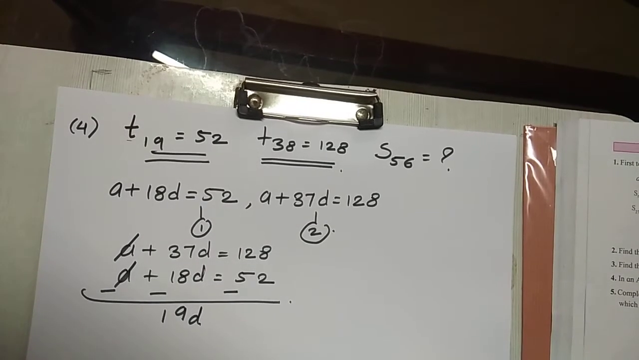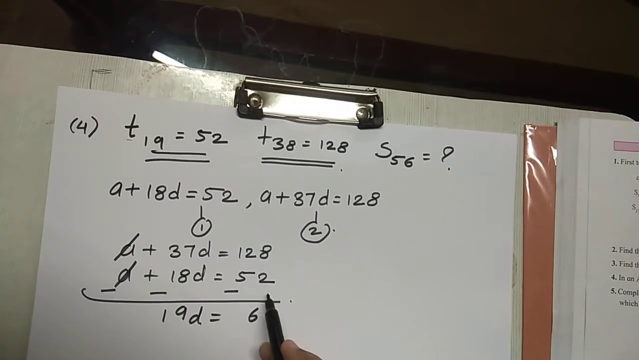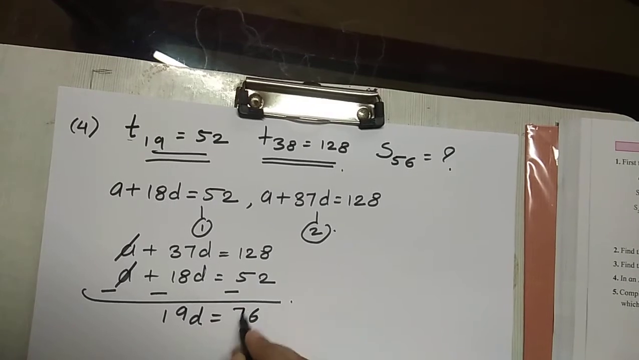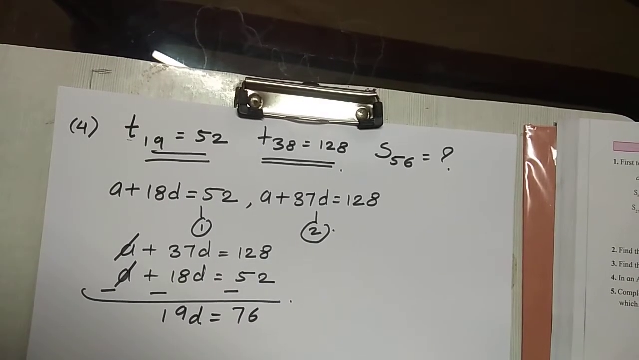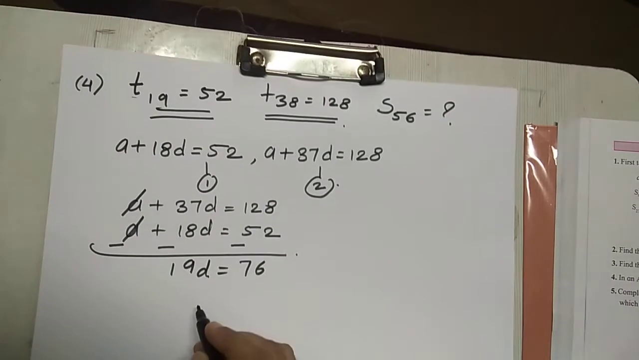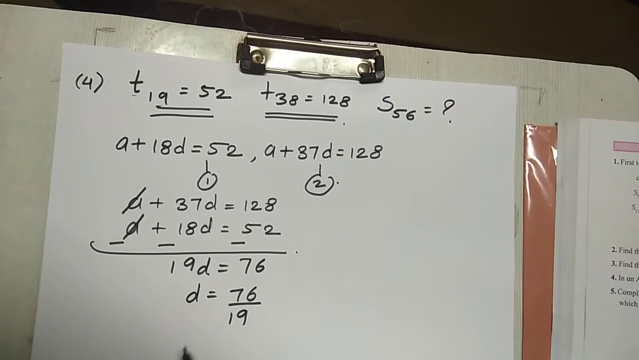37 minus 18 will give you the answer 19D. Equal to 128 minus 52 will give you the answer 76. Correct? 128 minus 52 will give you the answer 76. So we have D is equal to 76 upon 19.